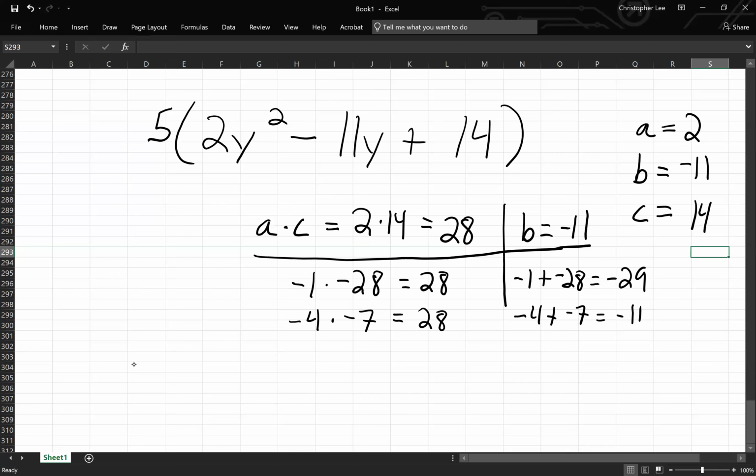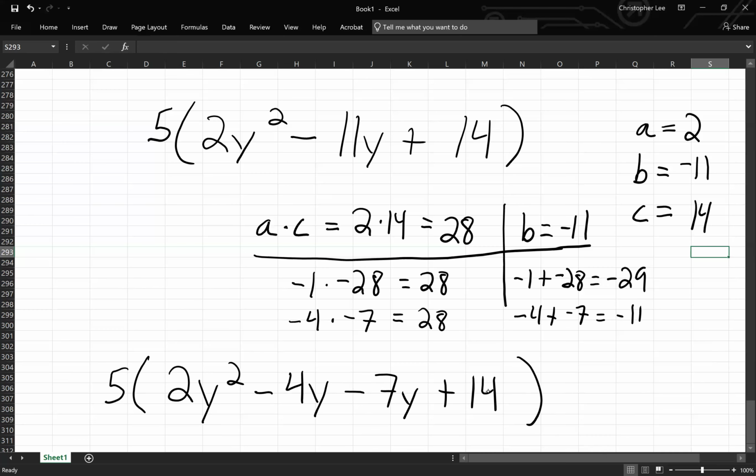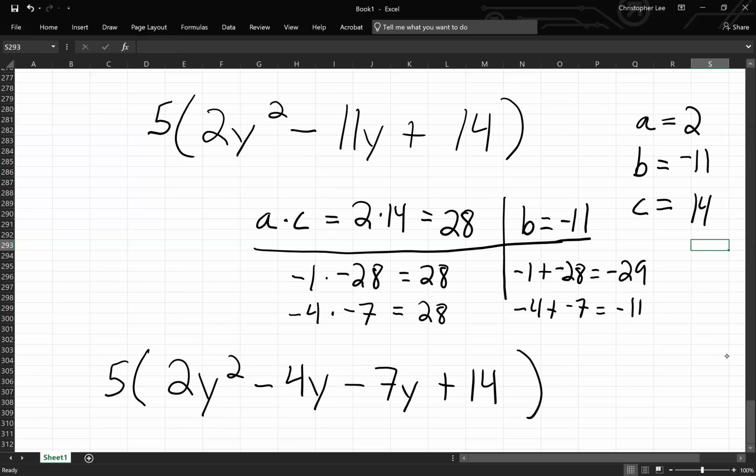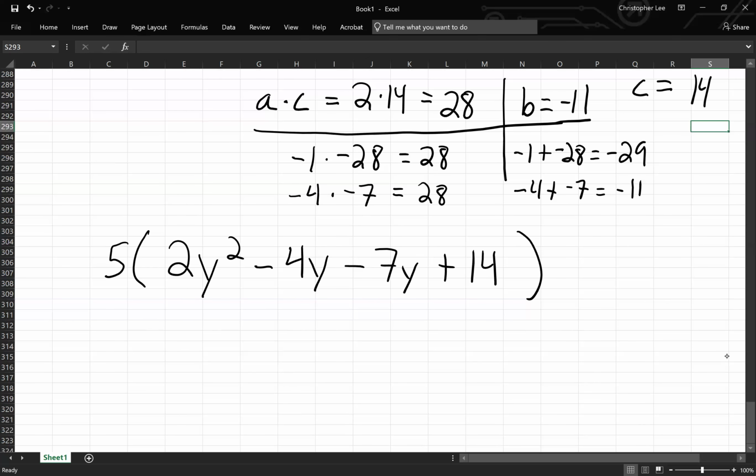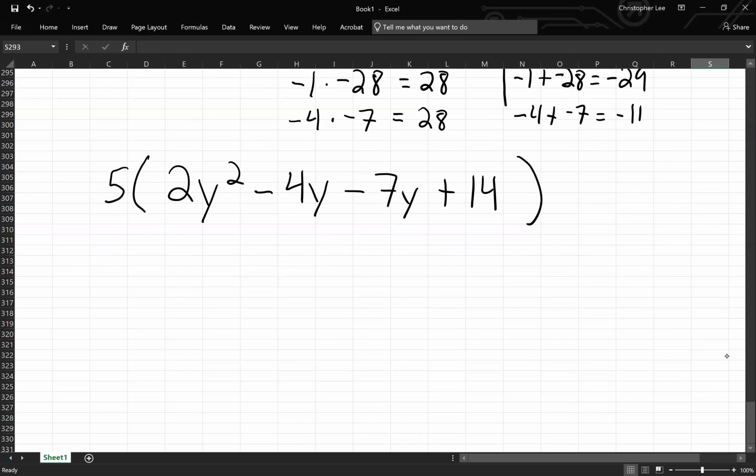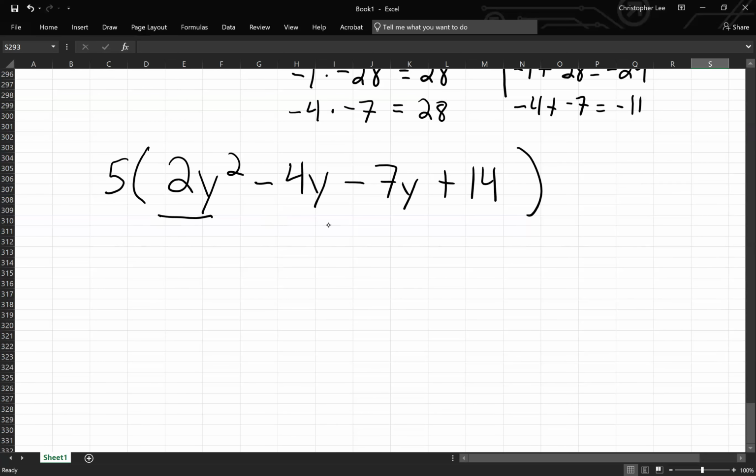All right, let's rewrite what we have. So I have 2y squared, but instead of the negative 11y, I'm going to write negative 4y minus 7y plus 14. Right? Again, it doesn't matter the order that you write the two middle terms in. If you want to write the negative 7y first and the negative 4y second, go ahead. No problem. It doesn't matter. All right. So now I have 1, 2, 3, 4 terms, right? So I'm going to go into factor by grouping. So I'm going to split them down the middle.